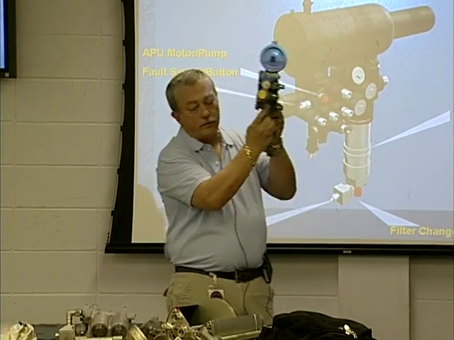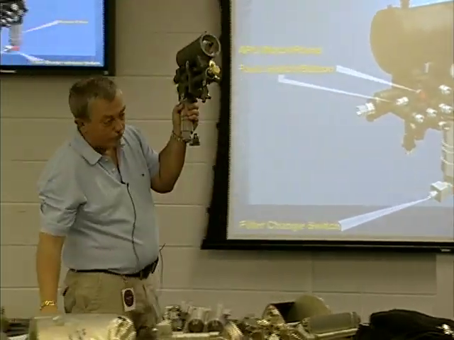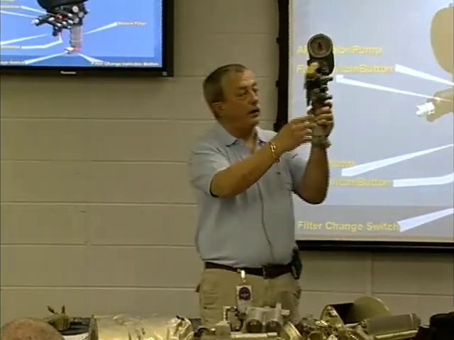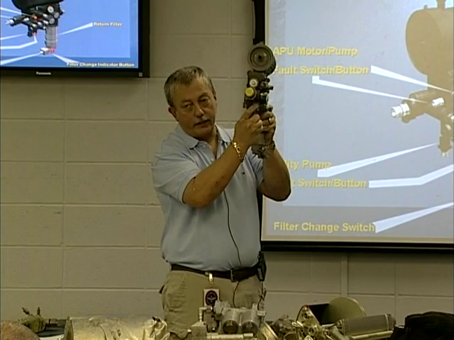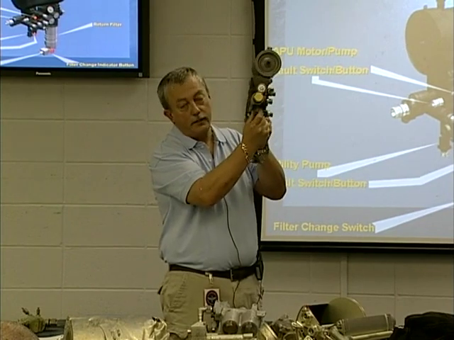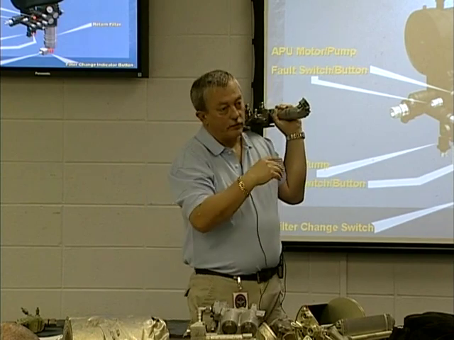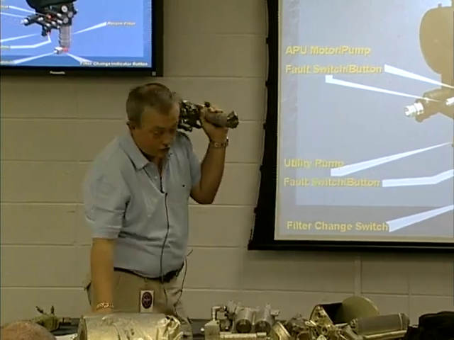On the side here, we've got the pump fault button for the utility pump, case drain again. If the case drain exceeds 1 gallon per minute, this button will pop. Button pops, a light's going to come on in the maintenance panel, and we're going to have to land as soon as practical.